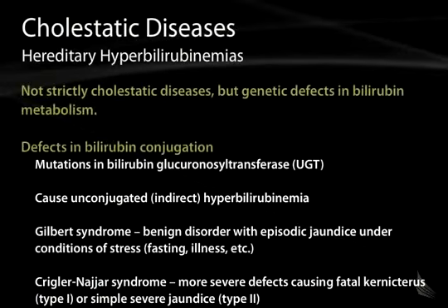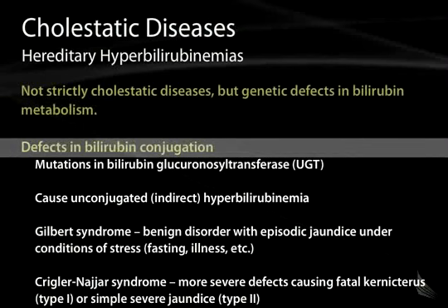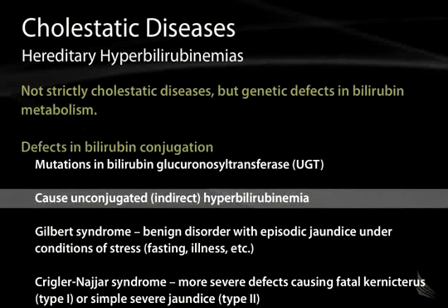In this next section, we'll talk about hereditary hyperbilirubinemias. These are not strictly cholestatic diseases, but rather genetic defects in bile metabolism. It's characterized by a mutation in bilirubin UGT, which usually causes an increase in indirect bilirubinemia.